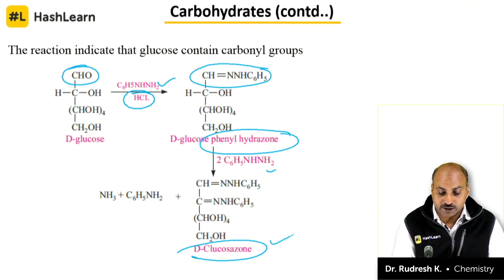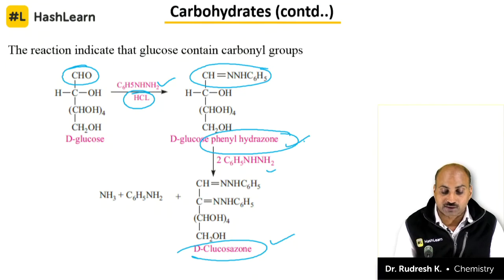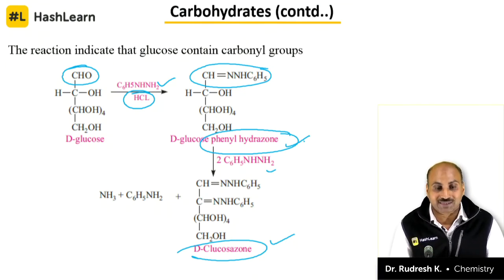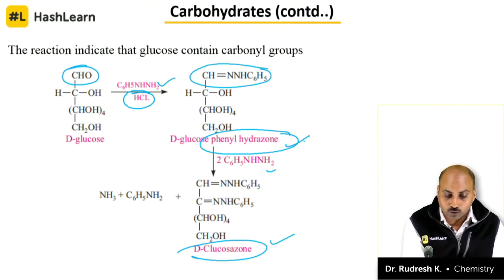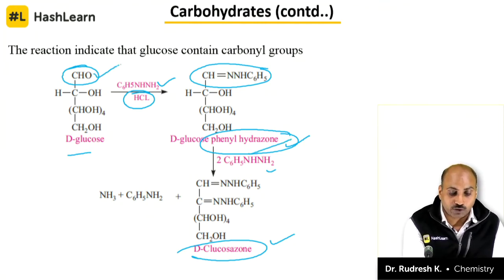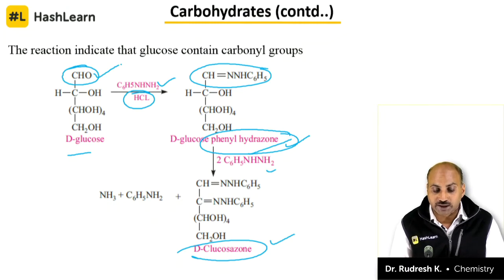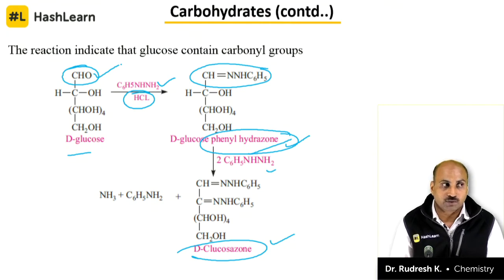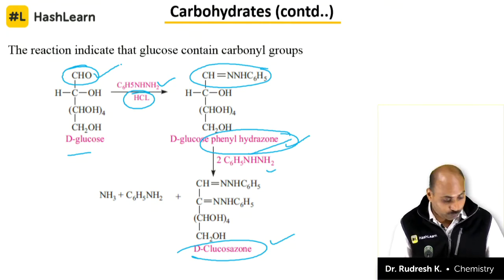Once again this is very important, because the majority of your objective questions will land on this: when D-glucose is treated with phenylhydrazine, what product is formed? This always gives D-glucose phenylhydrazone. That means the glucose converts into the hydrazone form, which indicates the presence of an aldehyde group. Especially this reaction is shown only by carbonyl-containing compounds, so it can be either an aldehyde or a ketone.